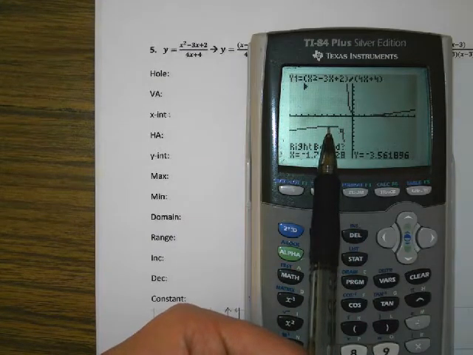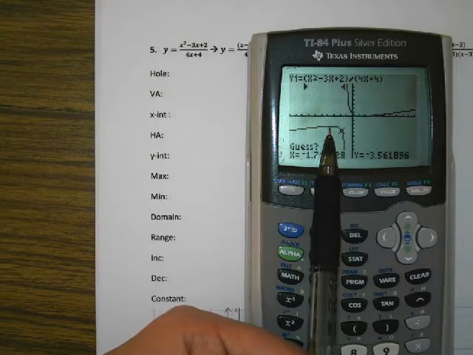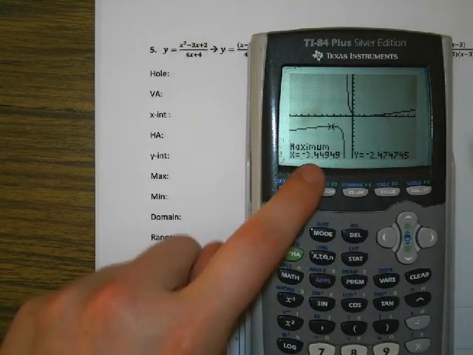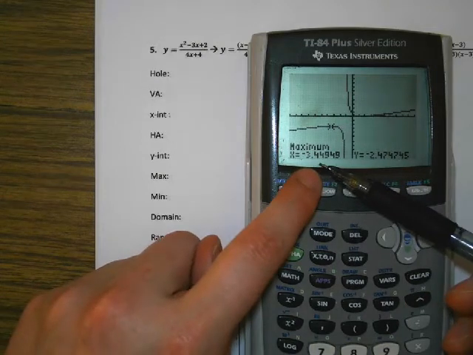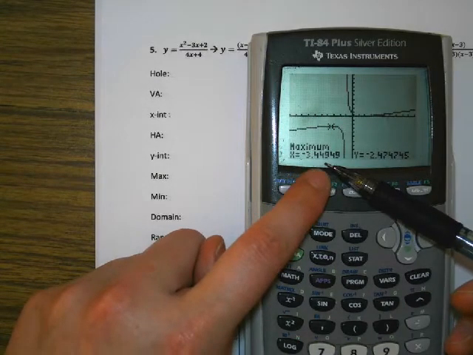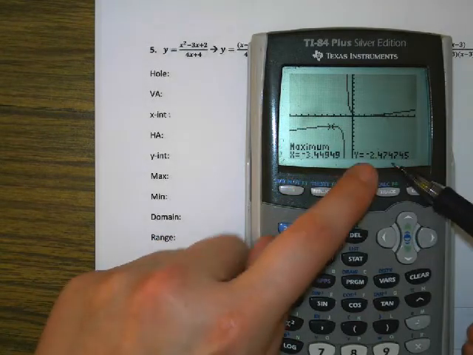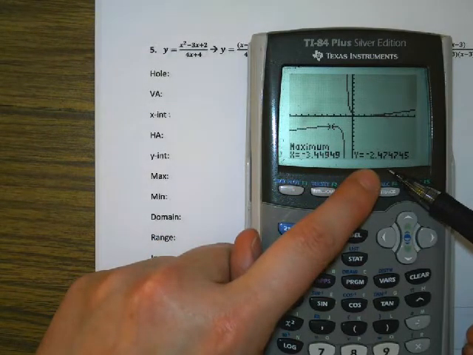And after I see that I'm on the right side of the max, I'm going to press enter, and our calculator always gives us a guess, and the guess is always stupid, so we always ignore it. And you press enter one more time. So your maximum should have been at negative 3.449 for the x-coordinate, and the y-coordinate is negative 2.475.